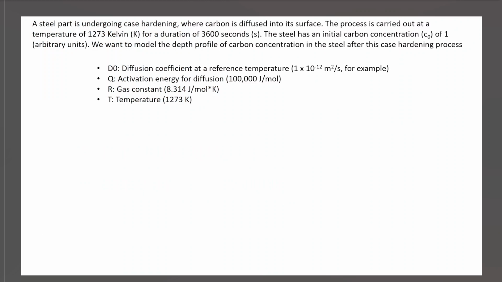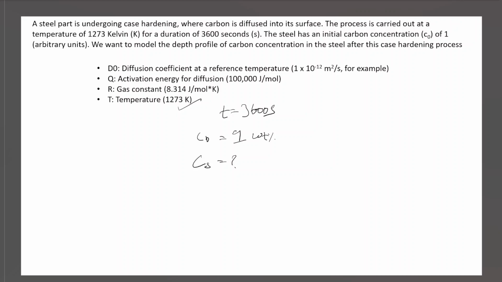A steel part is undergoing case hardening where carbon is diffused into the surface. The process is carried out at a temperature of 1073 Kelvin for a duration of 3600 seconds. The steel has an initial carbon concentration of C0, in weight percent units. Then Cs on the surface they have not given.